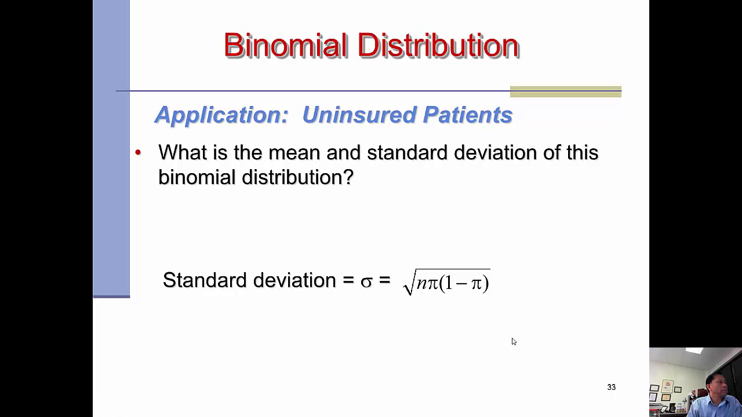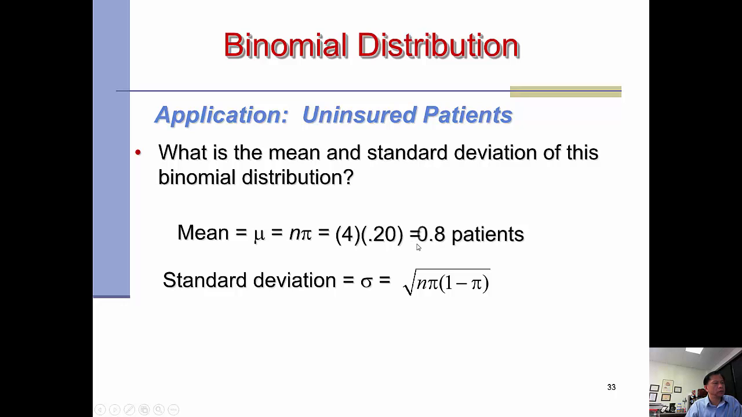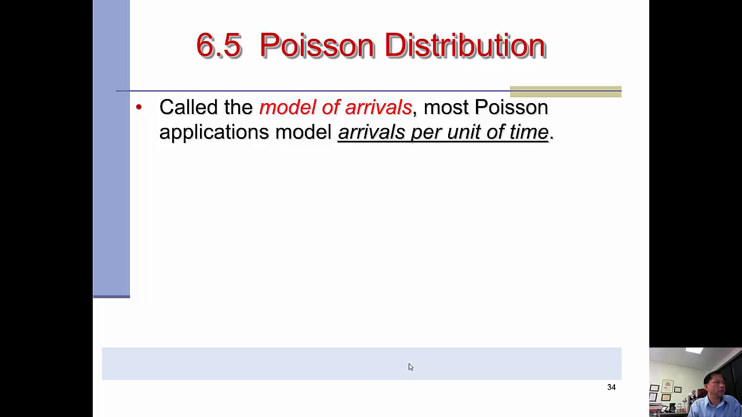So what are the mean and standard deviation of this binomial distribution? We know the mean is n times pi, so 4 times 0.2 gives you 0.8. The standard deviation is the square root of n pi times 1 minus pi, so we take the radical of that, and that gives you 0.8. Okay? Let's talk about another distribution.